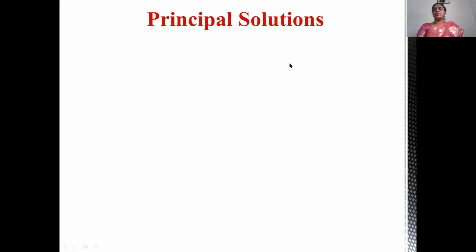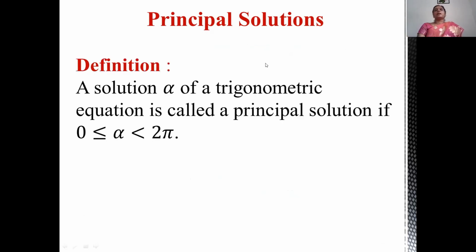Now we will see what is meant by principal solutions. A solution alpha of a trigonometric equation is called a principal solution if it lies between 0 to 2 pi. In the previous example we have taken theta, instead of theta in the definition it is taken as alpha. You can take alpha or theta, it doesn't matter.